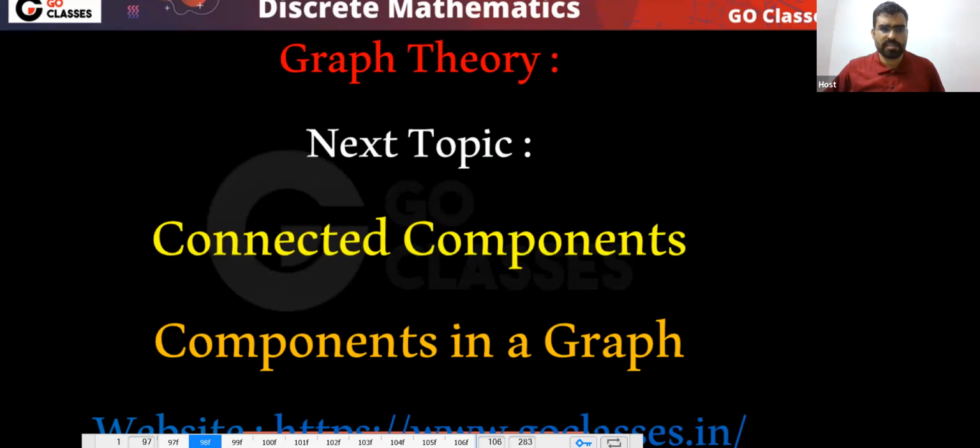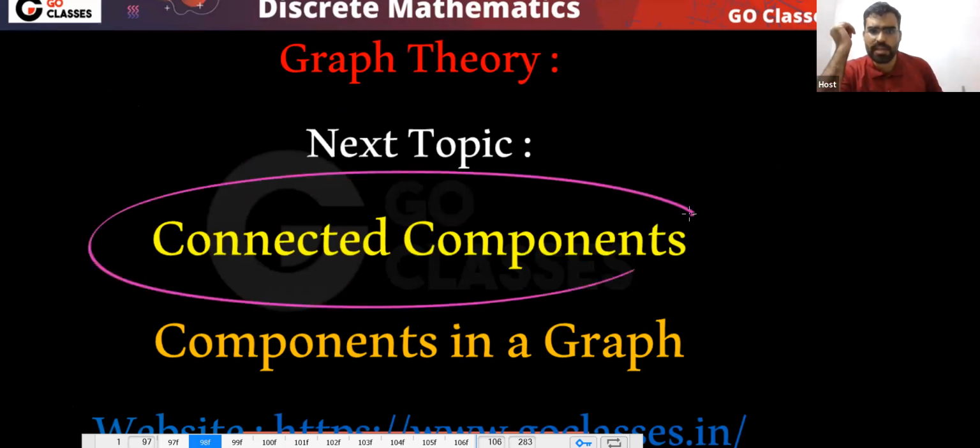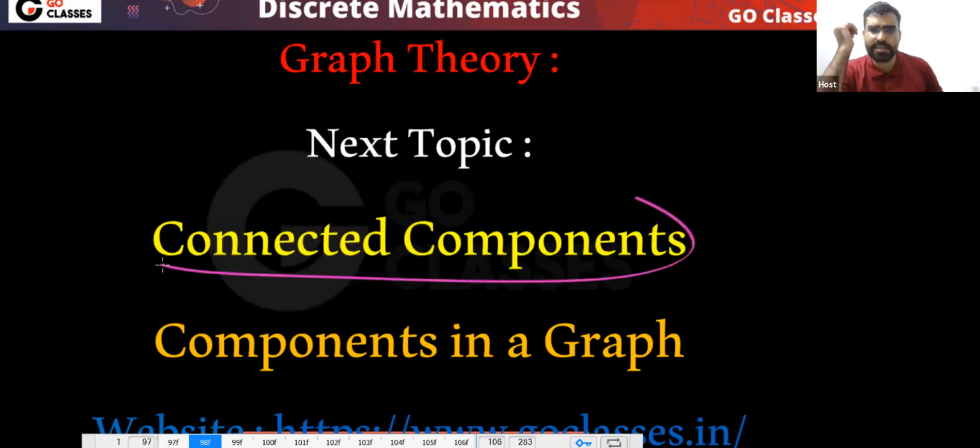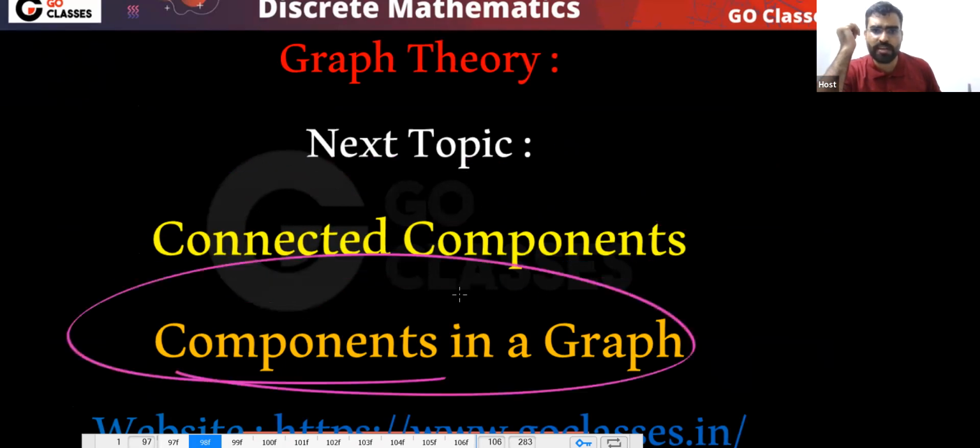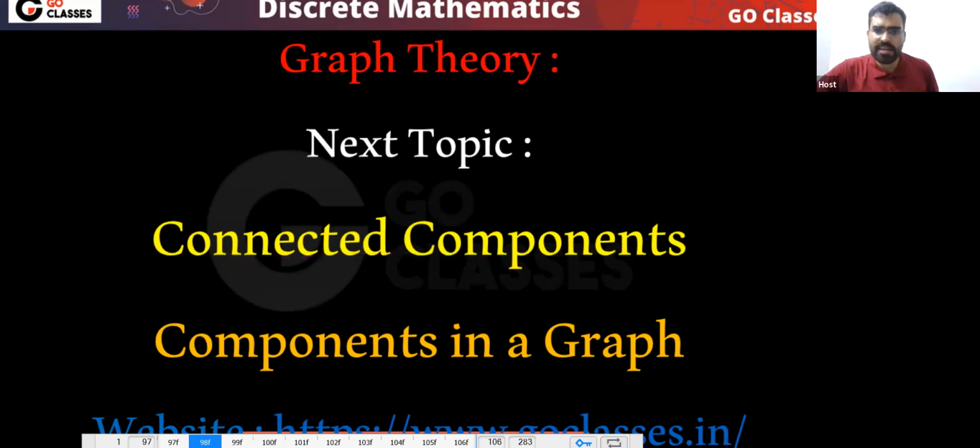Okay. Is this clear? Now, the last topic for this lecture is connected components. What is this? Components in a graph. Components are like islands. Let me tell you. What is a component? A component is like an island. If you want to understand a component, then you should understand an island. So a component is similar to an island.